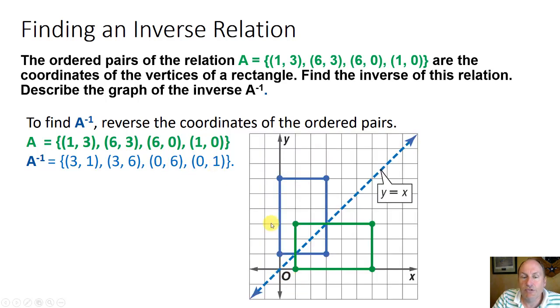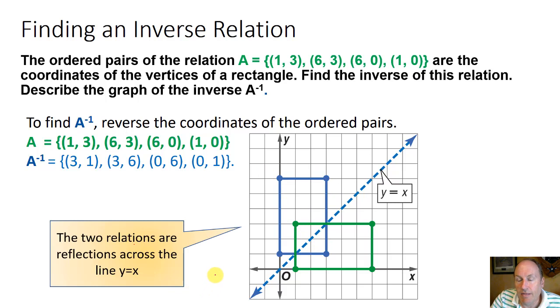When we plot both of those on an XY coordinate axis, the green points look like this: your (1, 3), your (6, 3), your (6, 0), and your (1, 0). And then when you plot your blue inverse, it looks just like this. What's interesting is the green rectangle of A and the blue rectangle of A inverse are reflections of each other about this line y equals x, which is also known as the identity function for linear functions.